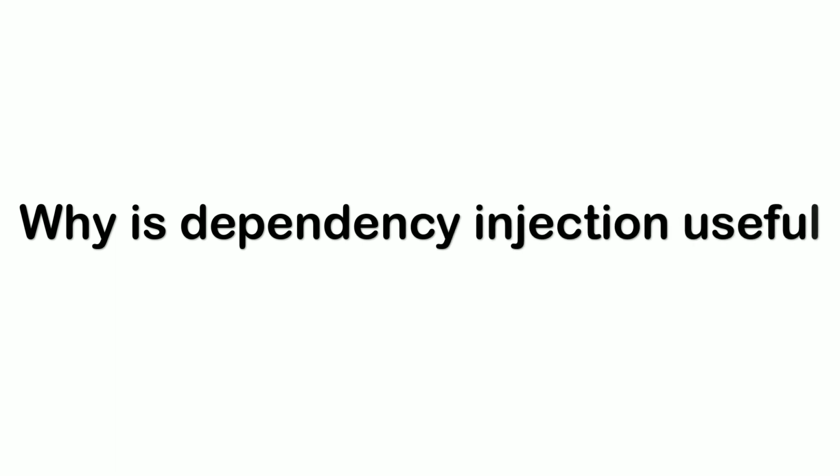Why is dependency injection useful? So dependency injection allows us to have more loosely coupled code. Classes can use other classes simply by having them injected, instead of knowing how to construct a particular class. That is the biggest advantage of dependency injection here.